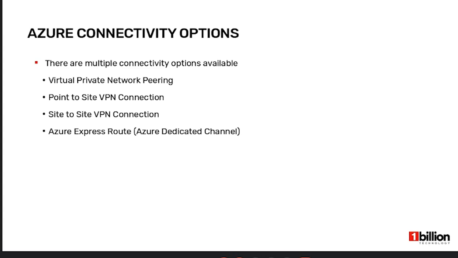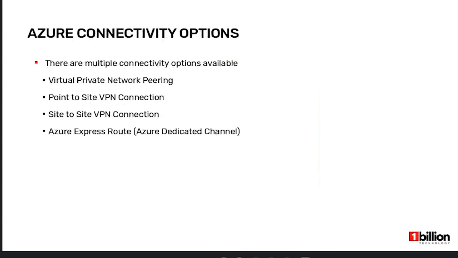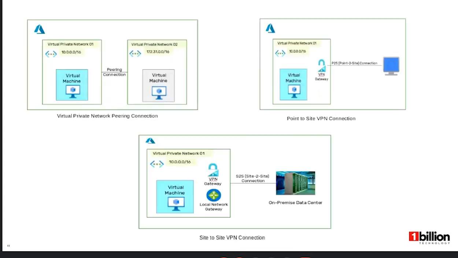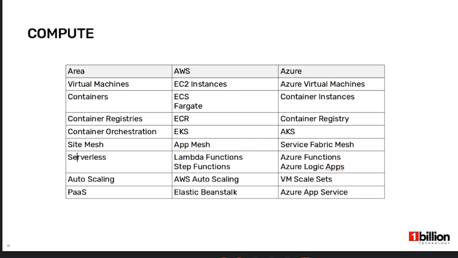And same thing in Azure as well, different names. You find site to point, site to site, and Azure ExpressRoute stuff, right? The Traffic Manager, I said, is similar to Route 53. The only thing is it does not have the DNS registration in it, right? Right, compute.